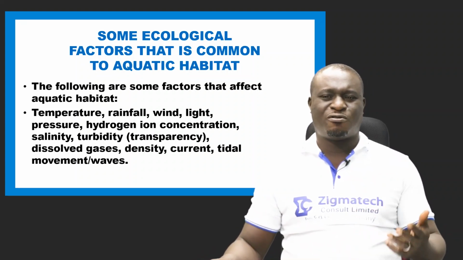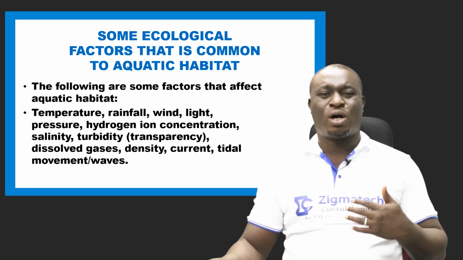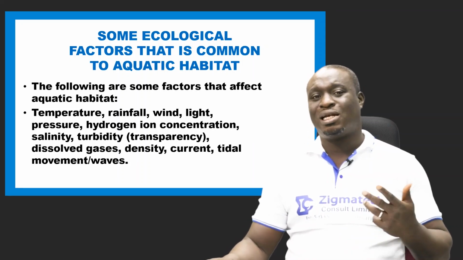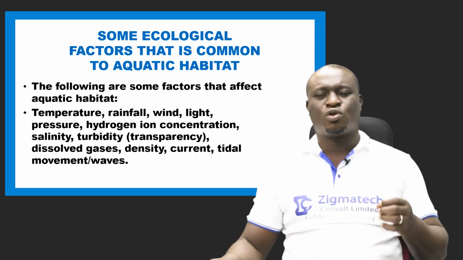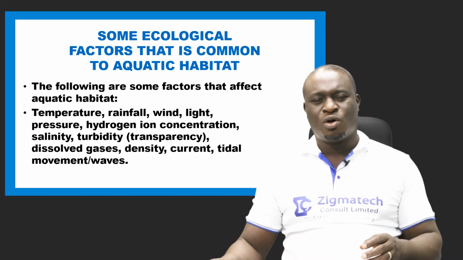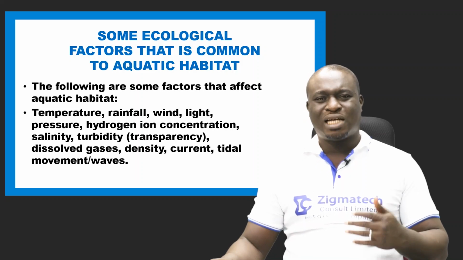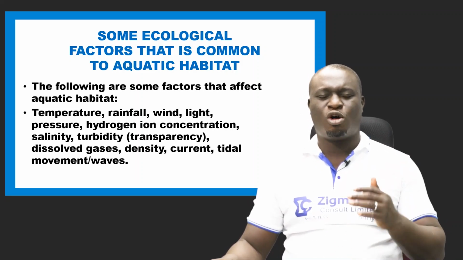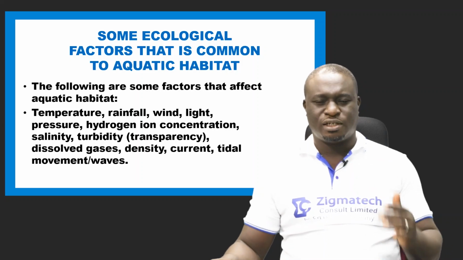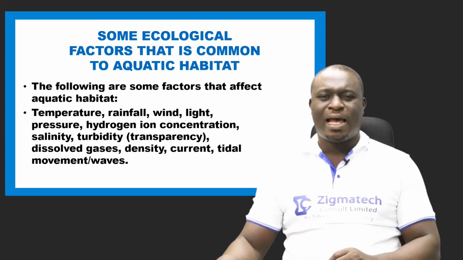We also have other factors like pressure. We also have pH. We also have salinity, which is the degree of saltiness of a solution. We also have dissolved gases. We have density, current, tidal movement or waves, and so on. These are some of the ecological factors that are common to aquatic habitat.